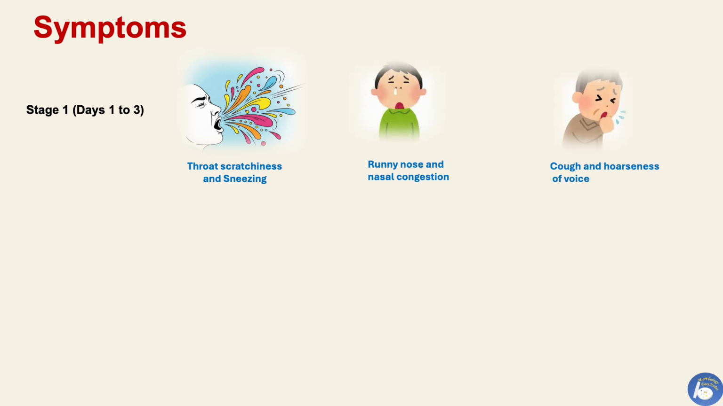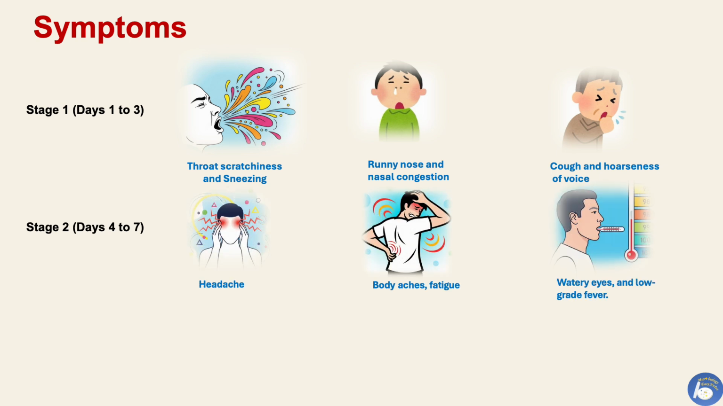And now, what are the symptoms of common cold? Between day 1 to 3 is stage 1. In this stage, a person experiences throat scratchiness, sneezing, runny nose and nasal congestion, cough and hoarseness of voice. In stage 2, which is between days 4 to 7, symptoms aggravate and are accompanied by a headache, body ache, fatigue, watery eyes, and low-grade fever. In stage 3, which is between days 8 to 10, symptoms start to resolve, but the patient may still have a nagging cough from the respiratory tract infection, which can persist for up to 2 months.